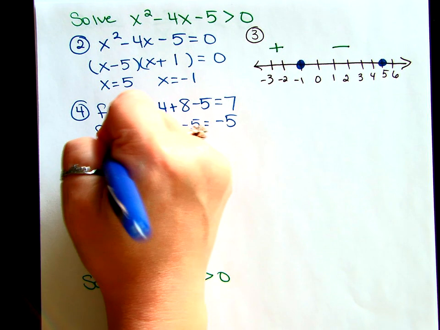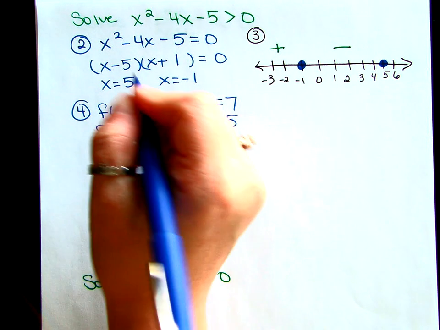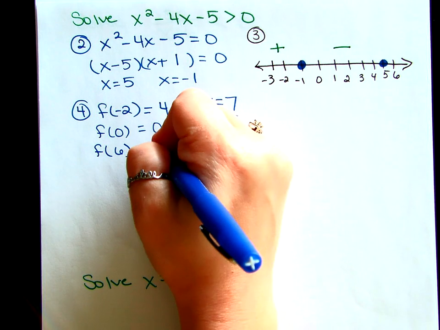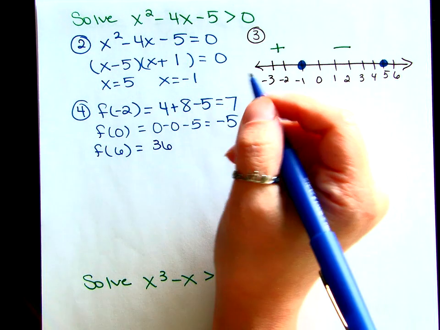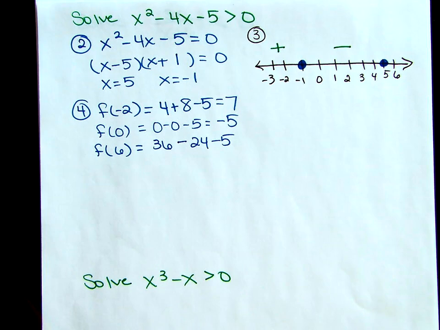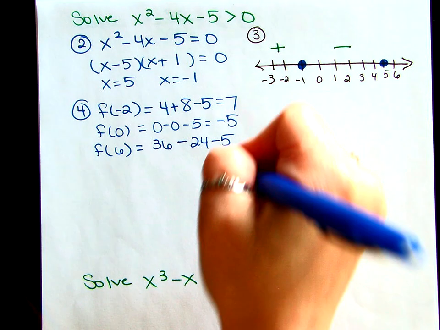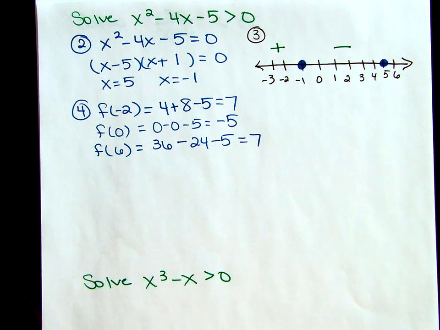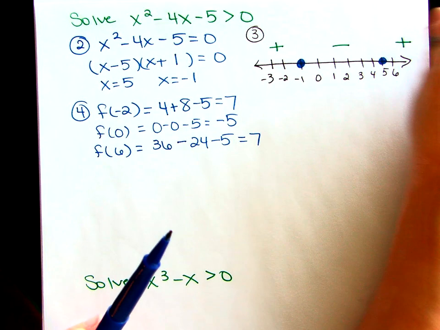And then f of 6 for the far right. 6 squared is 36. -4 times 6 is -24. And then minus 5. And it just so happens that once again I get 7. That's not always going to happen. Don't think that's always going to happen. It just happens this time. So I got a positive over here.